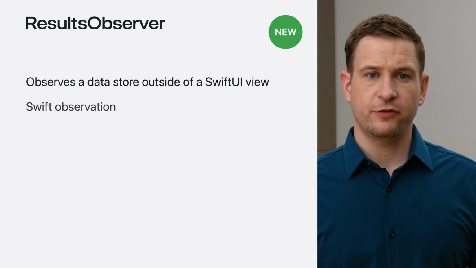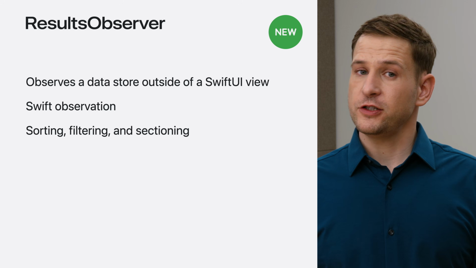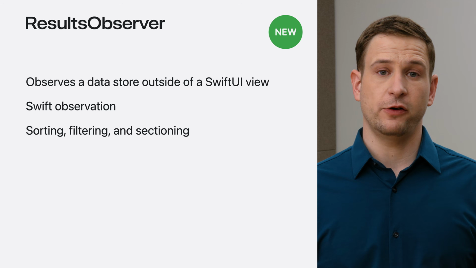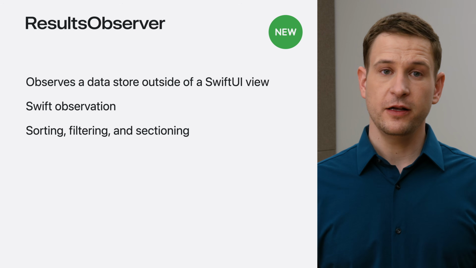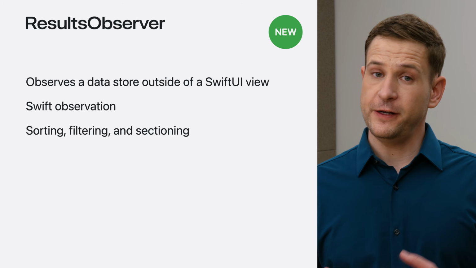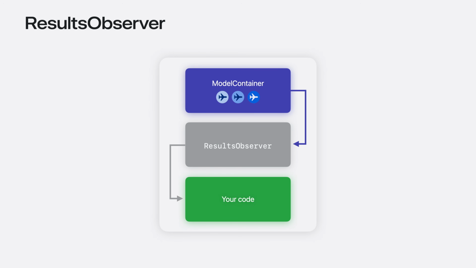In Apple's 2027 releases, we are introducing ResultsObserver. Like Query in SwiftUI views, ResultsObserver fetches data from your SwiftData store and then observes your store for changes. But it works anywhere in your app, independent of SwiftUI views, using Swift Observation. It supports the same query primitives that you already know: filtering, sorting, and the sectioning we covered earlier. Here's the data flow diagram I shared earlier, but with the Query replaced with ResultsObserver and the view replaced with any code you like. The ResultsObserver fetches data and observes your store for changes. Your code can use Swift Observation to react to these changes.